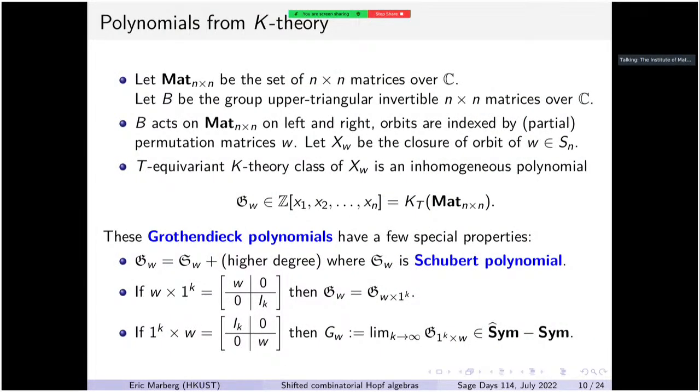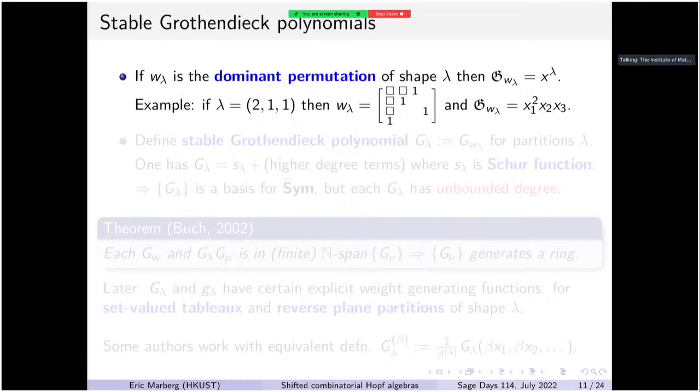So the second stability is that if you put fixed points at the beginning, then there's a well-defined formal power series limit, which gives you some symmetric function. It's a symmetric function of unbounded degree, which could potentially create some difficulties. So these limits are the things we're interested in, and they give us some interesting Hopf algebras. If w_lambda is the so-called dominant permutation of shape lambda, then your Grothendieck polynomial is just a monomial. And what are the dominant permutations?